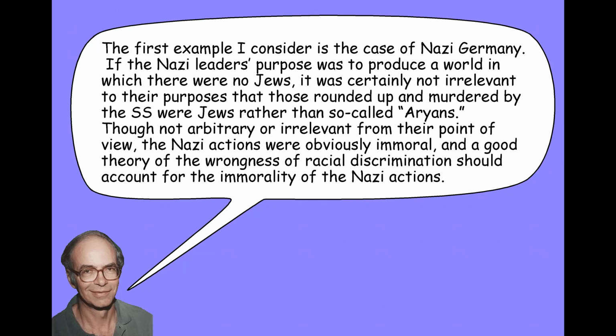And he says a good theory of the wrongness of racial discrimination needs to be able to account for the immorality of these Nazi actions, if in fact we really can understand these Nazi actions as being based on features of a group of individuals that weren't irrelevant to the purposes of that case. And we can also see, again, the general concern that this raises for all sorts of arguments that we want to make against what we consider to be ethically blameworthy discrimination.